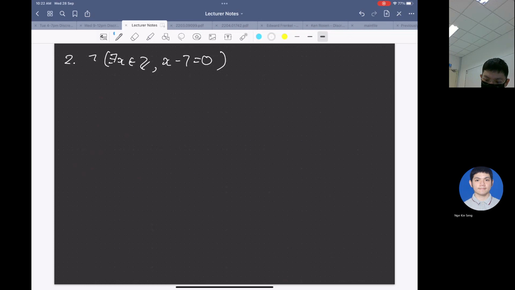I want to take the negation of the existential quantifier. So what do you get? For every x in Z, x minus 7 is not 0. This is easy. Since you see this, I think you should decide whether or not this statement is true or false.